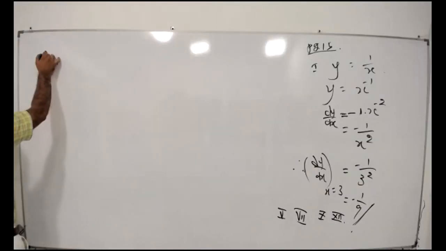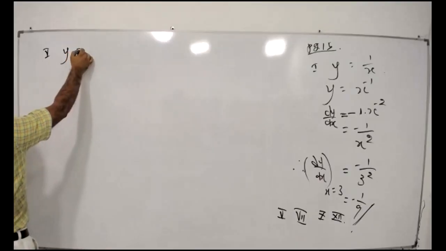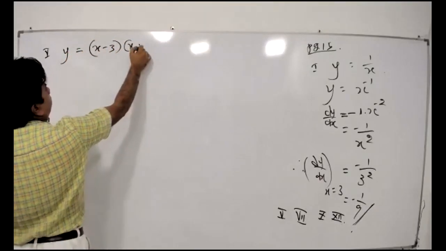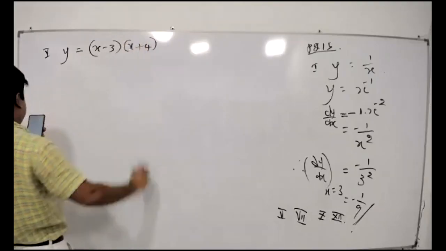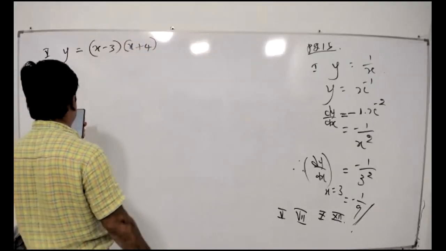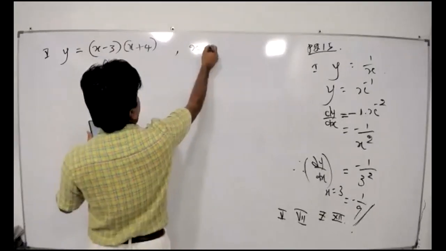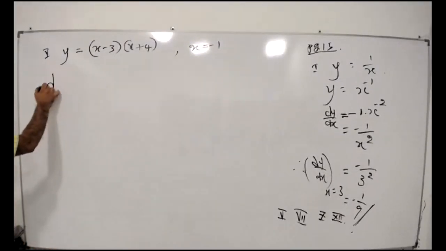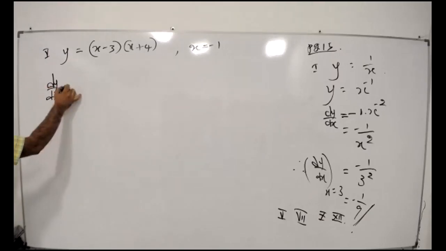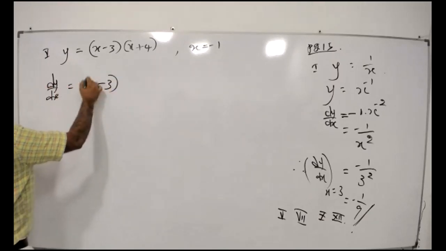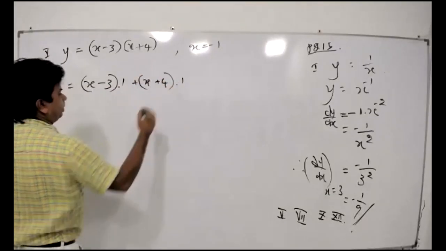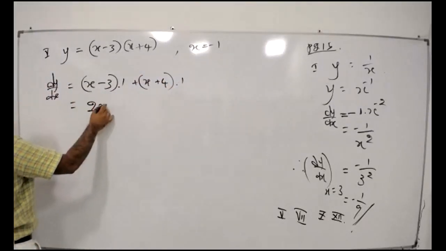Now in the fifth part, you have the function x minus 3 into x plus 4. You have to find the gradient at x equals minus 1. The best thing is you can differentiate this by the product rule: x minus 3 into 1 plus x plus 4 into 1. That means you will have 2x plus 1.